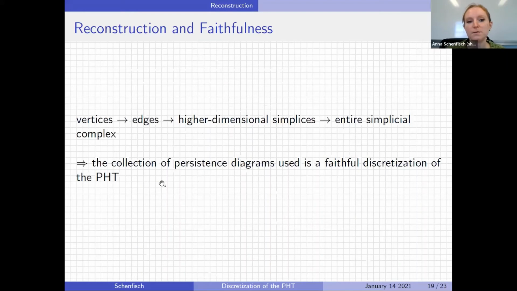So we discussed a method of reconstructing vertices, of reconstructing edges, and all higher dimensional simplices. Taken in totality, we've described an algorithm for reconstructing an entire simplicial complex. And the most important takeaway from that is that it implies that the collection of persistence diagrams we used, which was a finite set, forms a faithful discretization of the PHT, an explicit one at that.